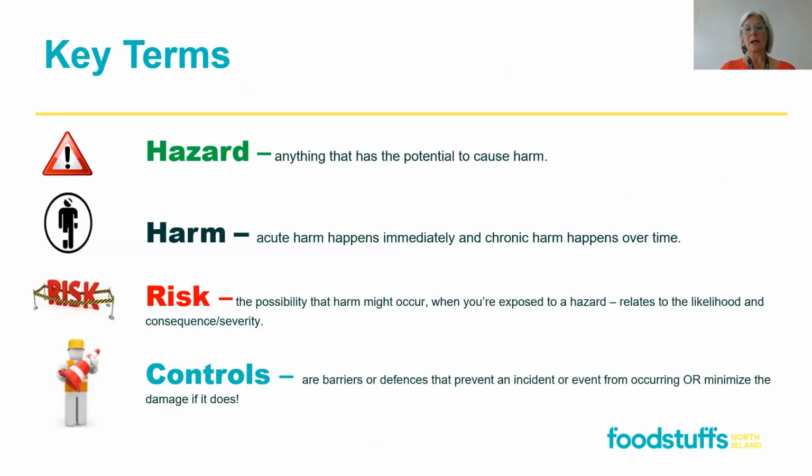Just to recap, hazards, anything that has the potential to cause harm. Harm happens acutely or chronically. Risk is the possibility that harm might occur, and the controls are those things that are referred to in that hierarchy of controls. So there are a variety of workplace steps that you would take to manage the hazard to reduce the risk. And that's always the focus, right? We want to reduce the risk, manage the hazard, reduce the risk so that people go home safely.